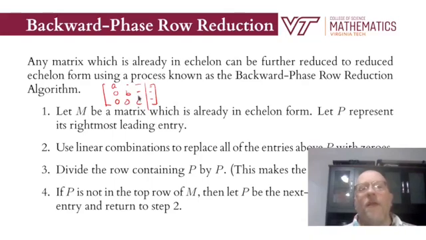We start at the bottom. We're working backwards now. So we're going to start with the rightmost leading entry. Use combinations to replace all of the leading entries up here with zeros. Turn this into a 0, turn this into a 0, and then divide this row by whatever this number is to make this leading entry a 1. And so now we'll have this.